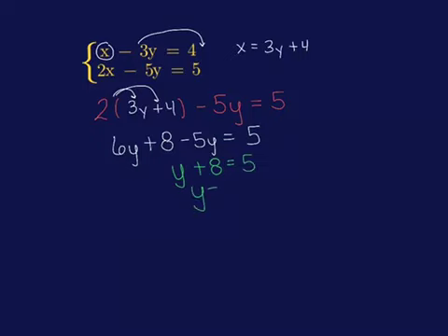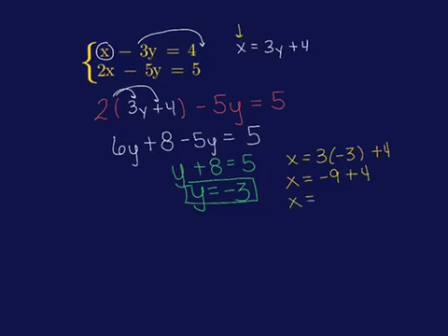So y is equal to negative 3. So now that we know y, we just need x. And remember, the nice thing about substitution is that we've already solved for x here. So if we plug in x is equal to 3 times y, which is negative 3, plus 4, we get x is equal to negative 9 plus 4. So x is equal to negative 5. There's our second variable. So our solution as an ordered pair is negative 5, comma, negative 3.